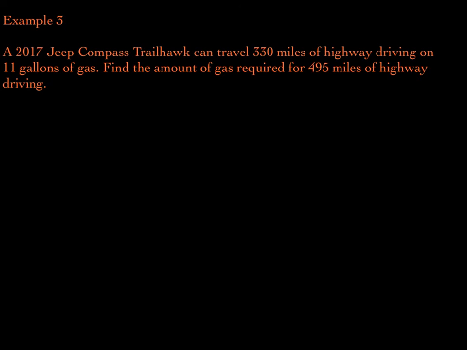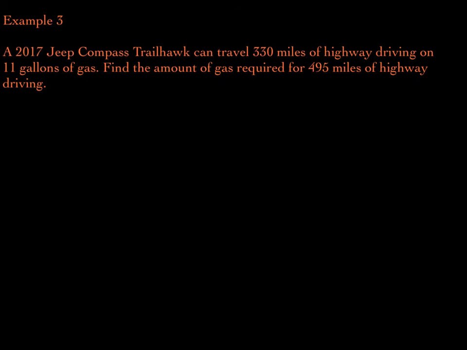All right, the next couple examples are going to be examples of proportions. Look at this example. A 2017 Jeep Compass Trailhawk can travel 330 miles of highway driving on 11 gallons of gas. Find the amount of gas required for 495 miles of highway driving. So what I'm going to do is take the information that they've given me so far to set up a ratio or a rate.